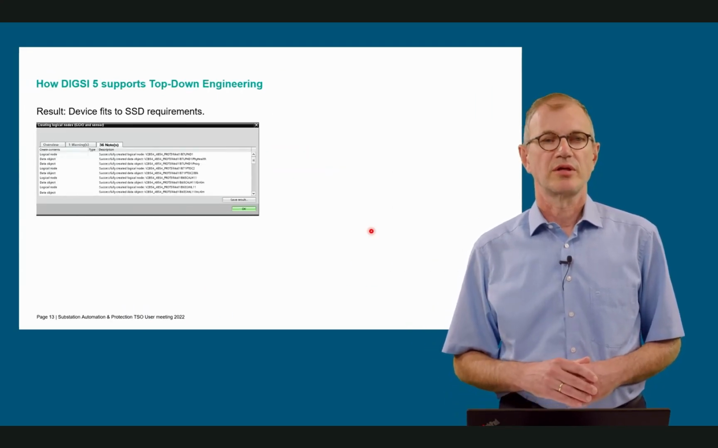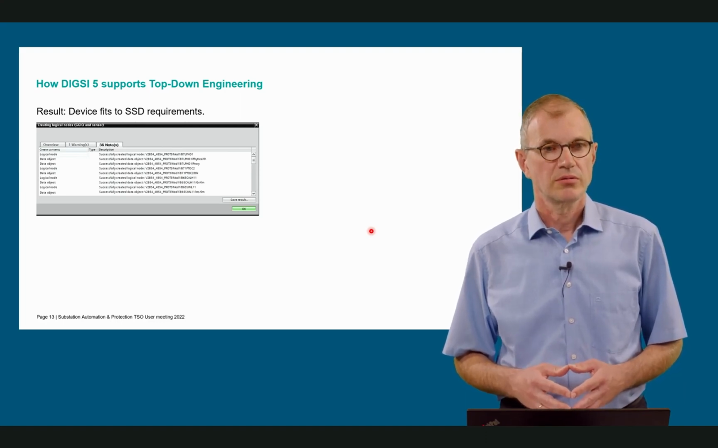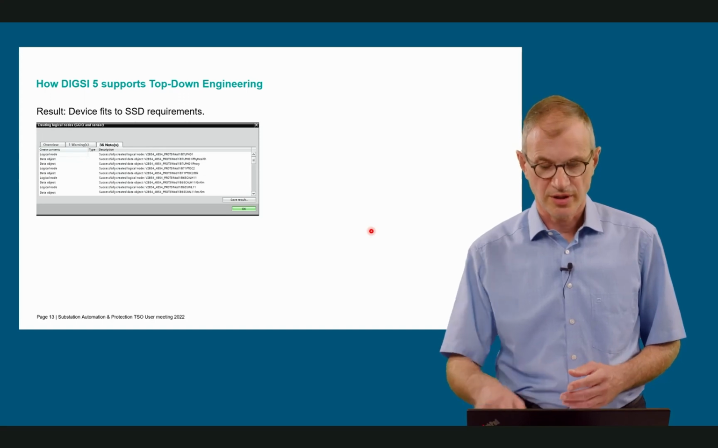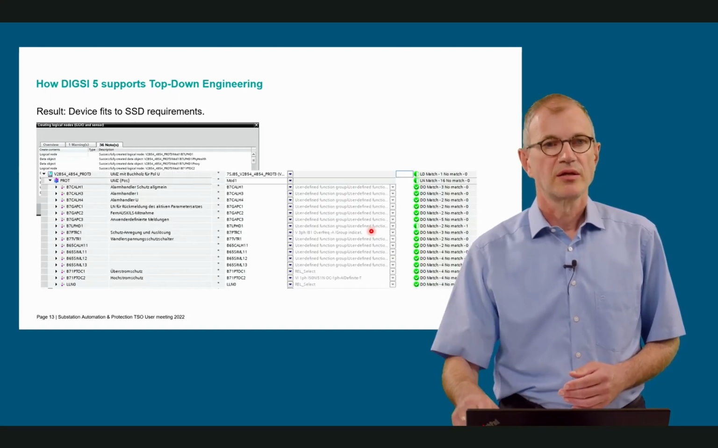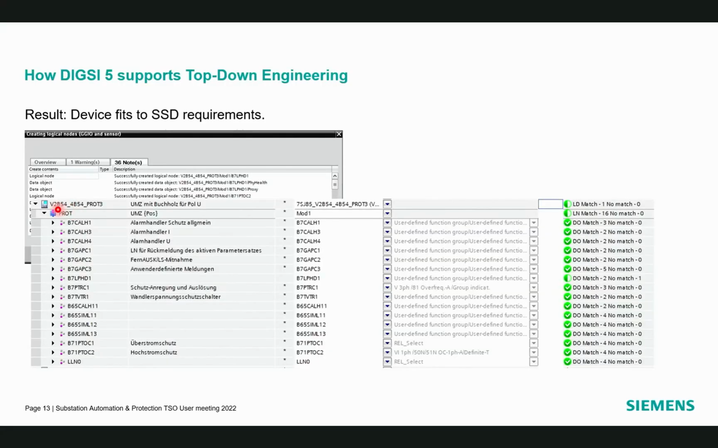You will get a log, of course, where everything is logged what DIGSI did. You can check here, if you like, what has been done in the device, and then it is also available, as I said here, this is the PNV view of the device, and the functionality is created there. You see here the red icons have turned to green.